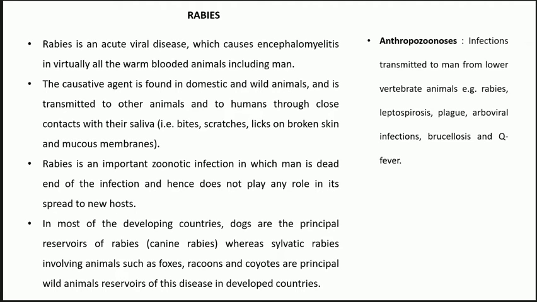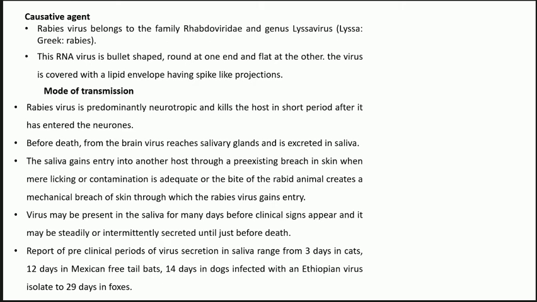We will discuss that. In most developing countries, dogs are the principal reservoirs of rabies. That is called canine rabies. Whereas sylvatic rabies involves animals such as foxes, raccoons and coyotes, which are the principal wild animal reservoirs. So with any wild or domestic animal, whether that particular animal had rabies or not, if they bite, you have to take the vaccine.